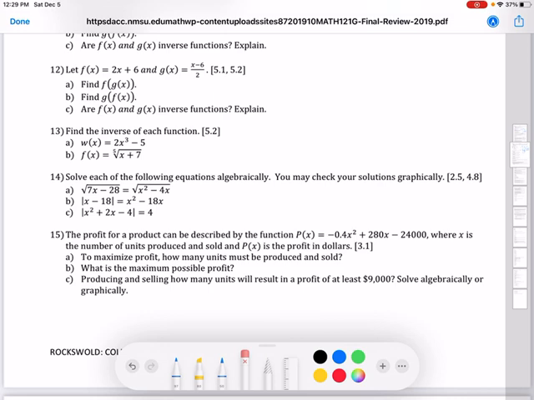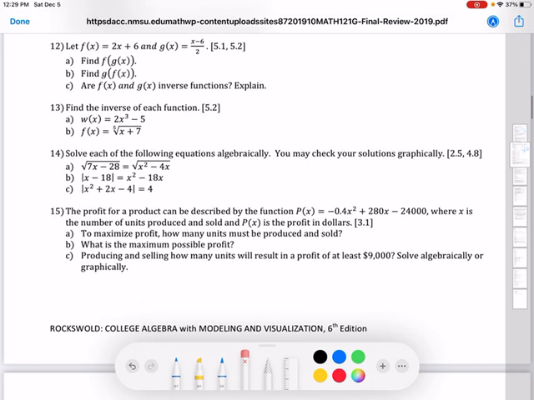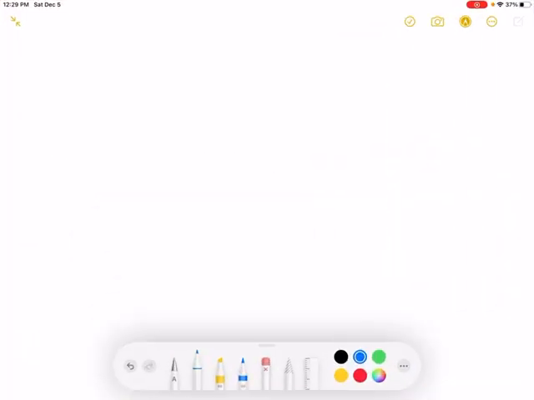On problem 14, let's do one of these. I think B, it's a little difficult. So let's try B. 14B looks like this.